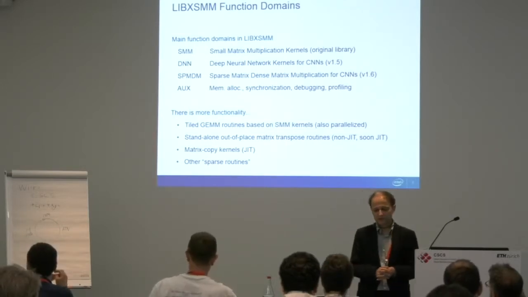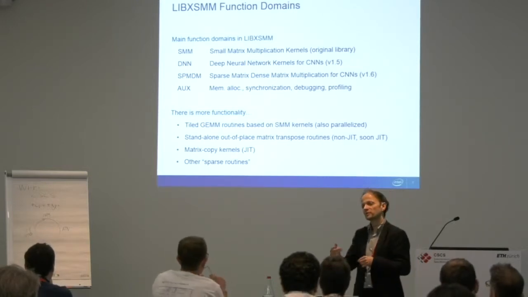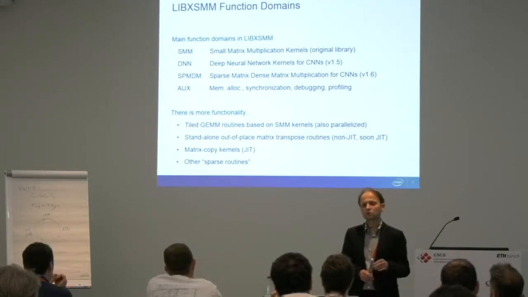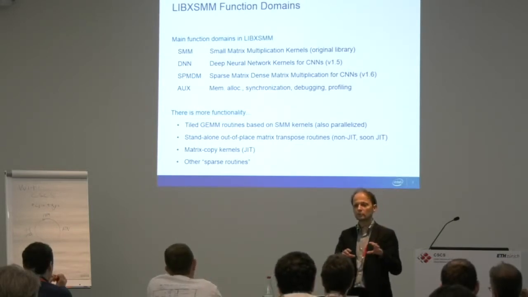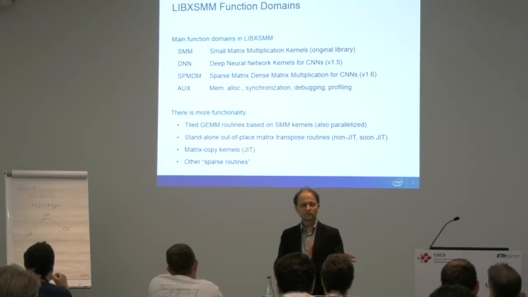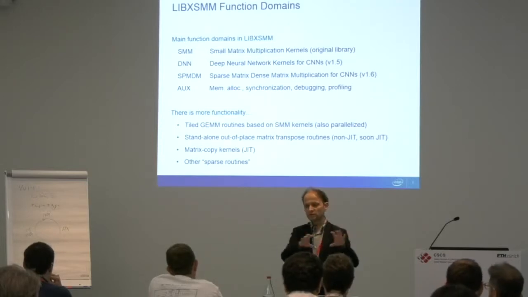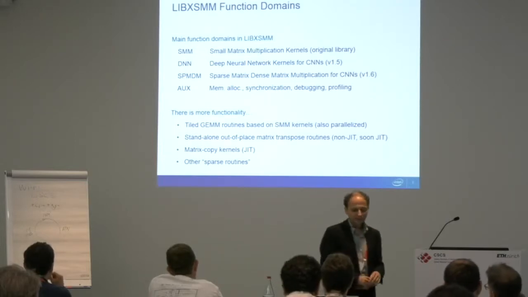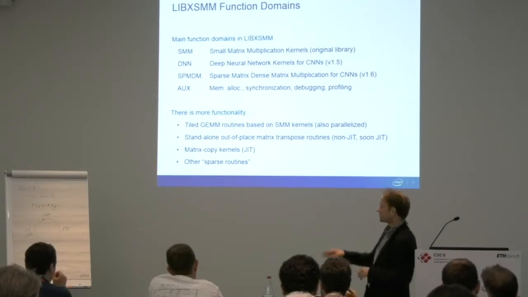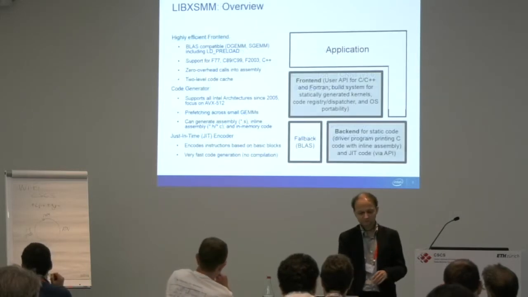And then we also have standalone out-of-place transpose routines, and soon to be just-in-time code generated. And then other things, we have matrix copy kernels, 2D memory regions where we generate a copy function that can deal with copying a matrix block out of a 2D region into somewhere else. And then we have other sparse routines that fall not under SPMDM, and where I had no fantasy to come up with a shortcut yet.